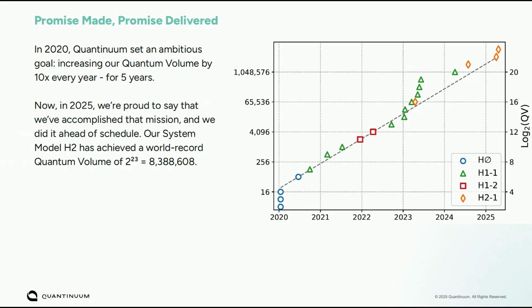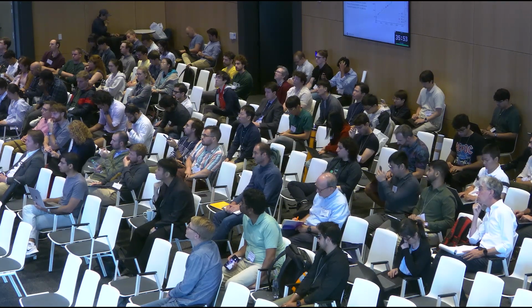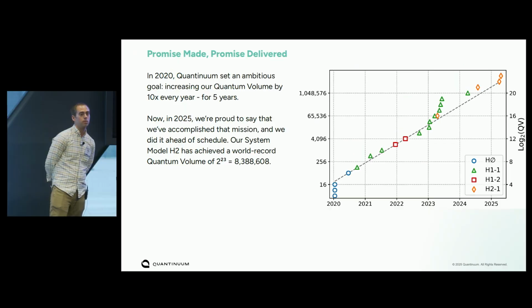One way to benchmark the performance of a quantum computer is using quantum volume, which essentially answers the question of how many qubits you can control with some threshold level of fidelity and control. Just a couple months ago, we're happy to announce that we've achieved a quantum volume of 2 to the 23, which is about 8 million.